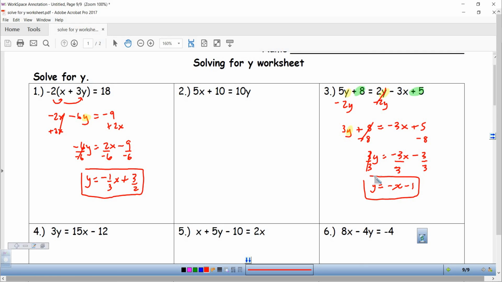There we go. I think I'm going to do the solving inequalities for y in a separate video. But I hope this video helped you learn how to solve equations for y and to write them in slope-intercept form.